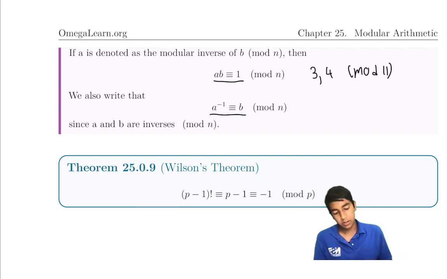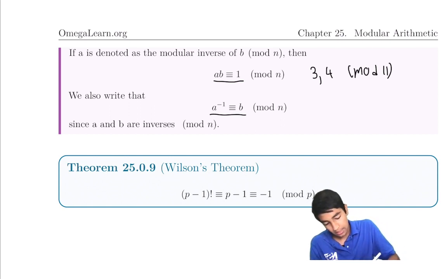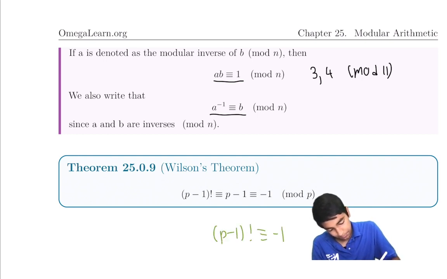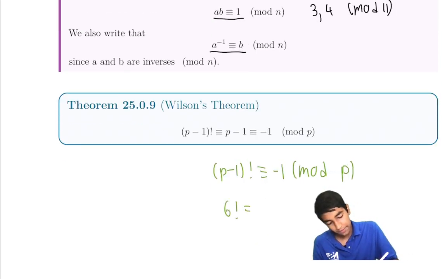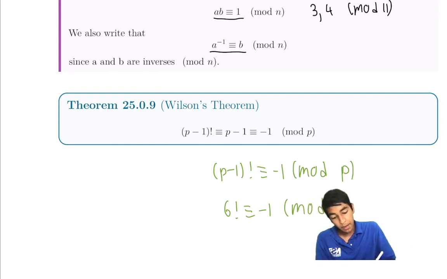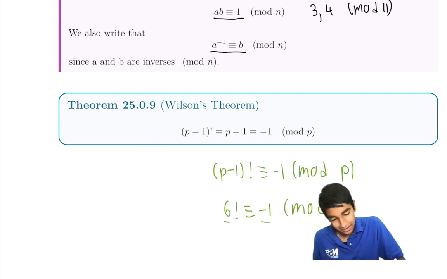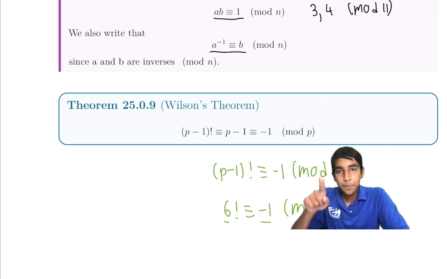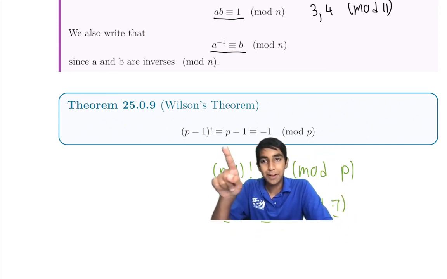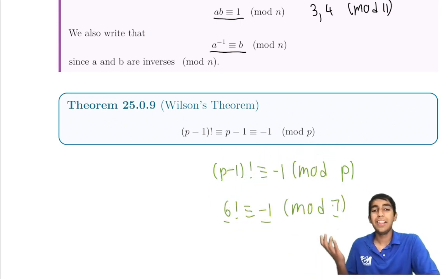So what is Wilson's theorem? Wilson's theorem states that p minus 1 factorial is negative 1 mod p. So, for example, 6 factorial is negative 1 mod 7. You can think about remembering this by seeing that it's p, and then minus 1, so then we take p minus 1. You've got p here, minus 1 here, and then p minus 1 here. So that's a little trick to remember it.